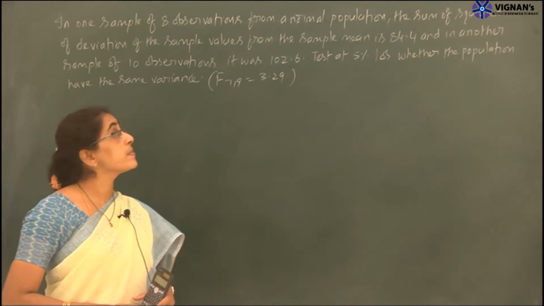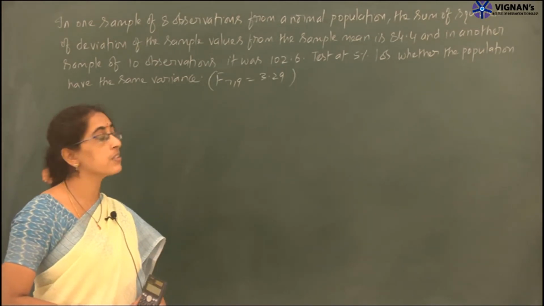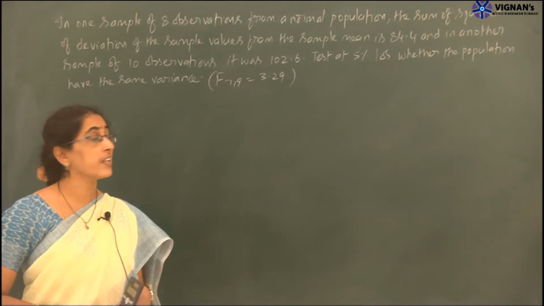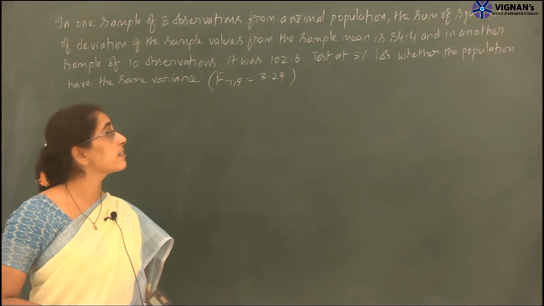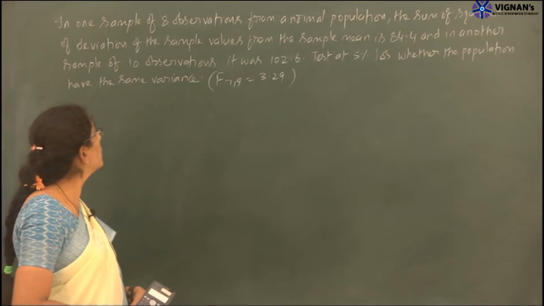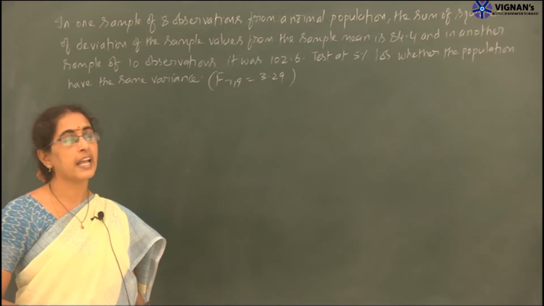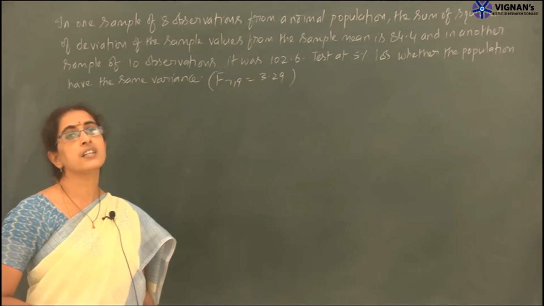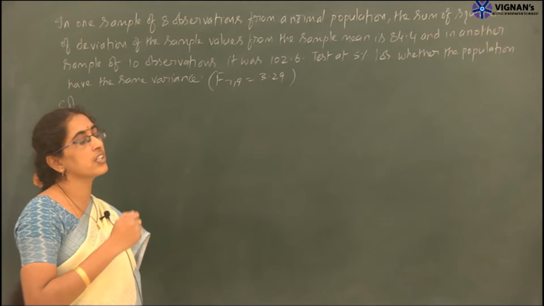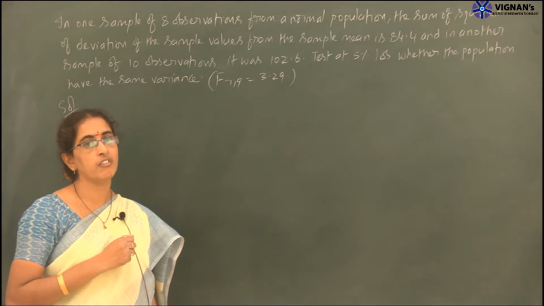In one sample of 8 observations from a normal population, the sum of squares of deviation of the sample values from the sample mean is 84.4, and in another sample of 10 observations, it was 102.6. Test at 5% level of significance, LOS meaning level of significance, whether the populations have the same variance. The tabulated value of F for 7, 9 degrees at 5% is given as 3.29. Here the two samples are given, and clearly the question asks to test whether the populations have the same variance. So the problem is regarding the test for difference of variances.